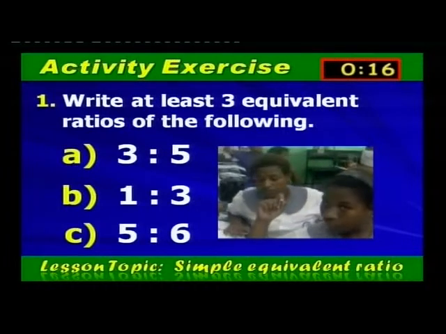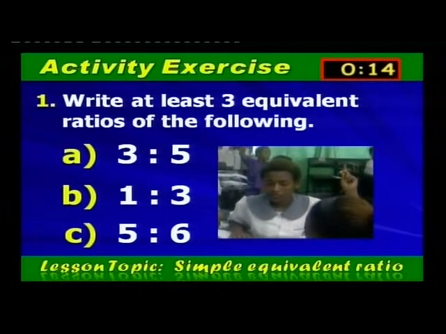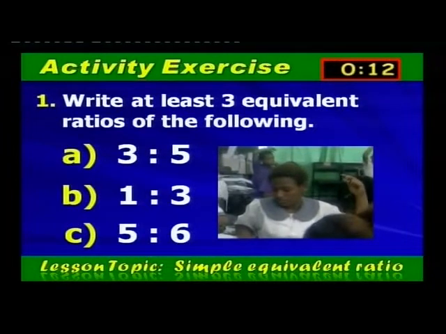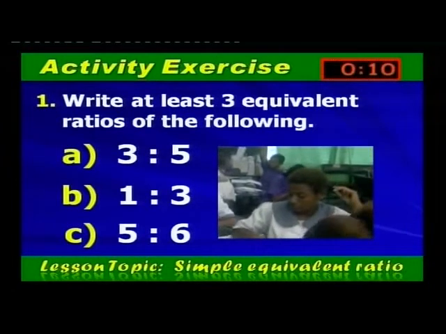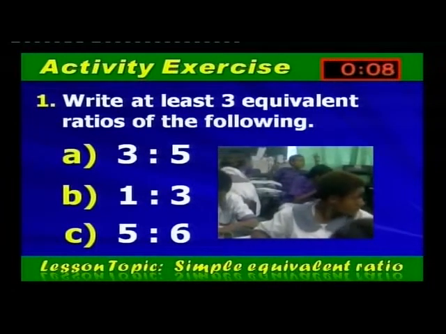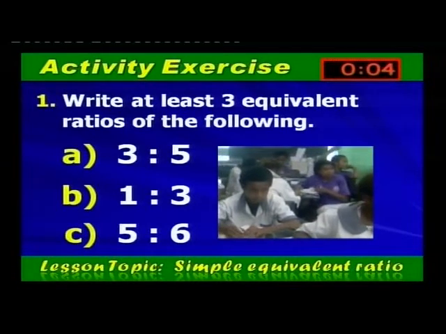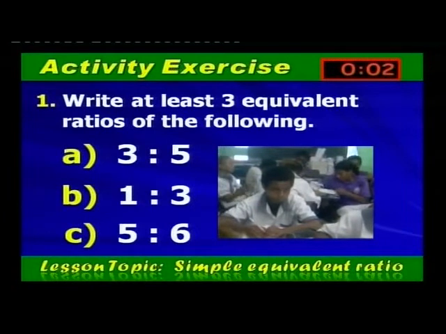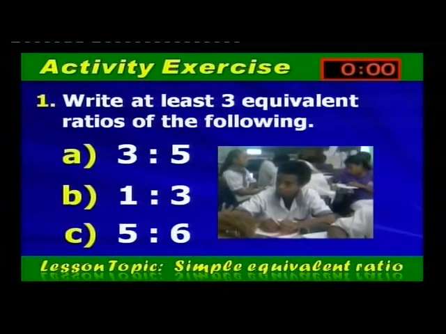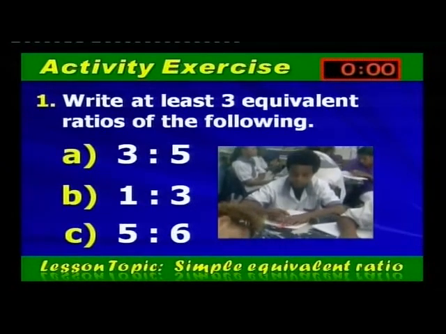Okay. Enough, I hope. Good. You finished with exercise A, writing equivalent ratios? Okay, now the other exercise.